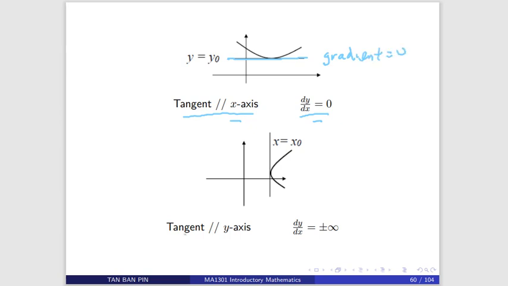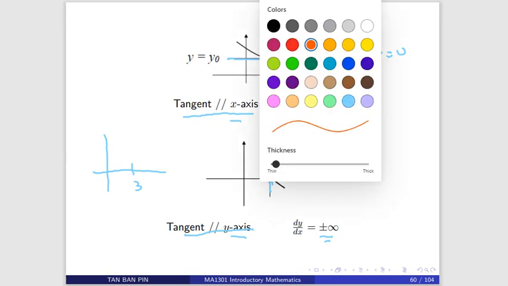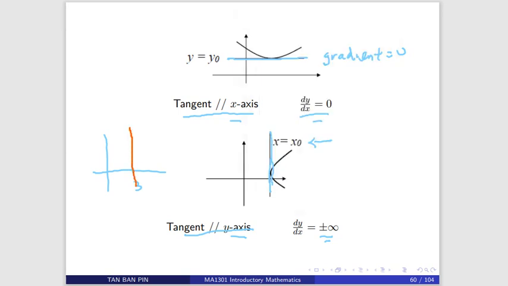Then if you have a tangent line parallel to the y-axis, you get a vertical line, and dy/dx will be plus or minus infinity. A vertical line has an equation of the form x equals x naught. It's like if I give you a line, let's say here is 3, and I ask you to find the equation of this line parallel to the y-axis. Here is 3, so the equation of this line will be just x equals 3, because any point on this vertical line has x value 3.